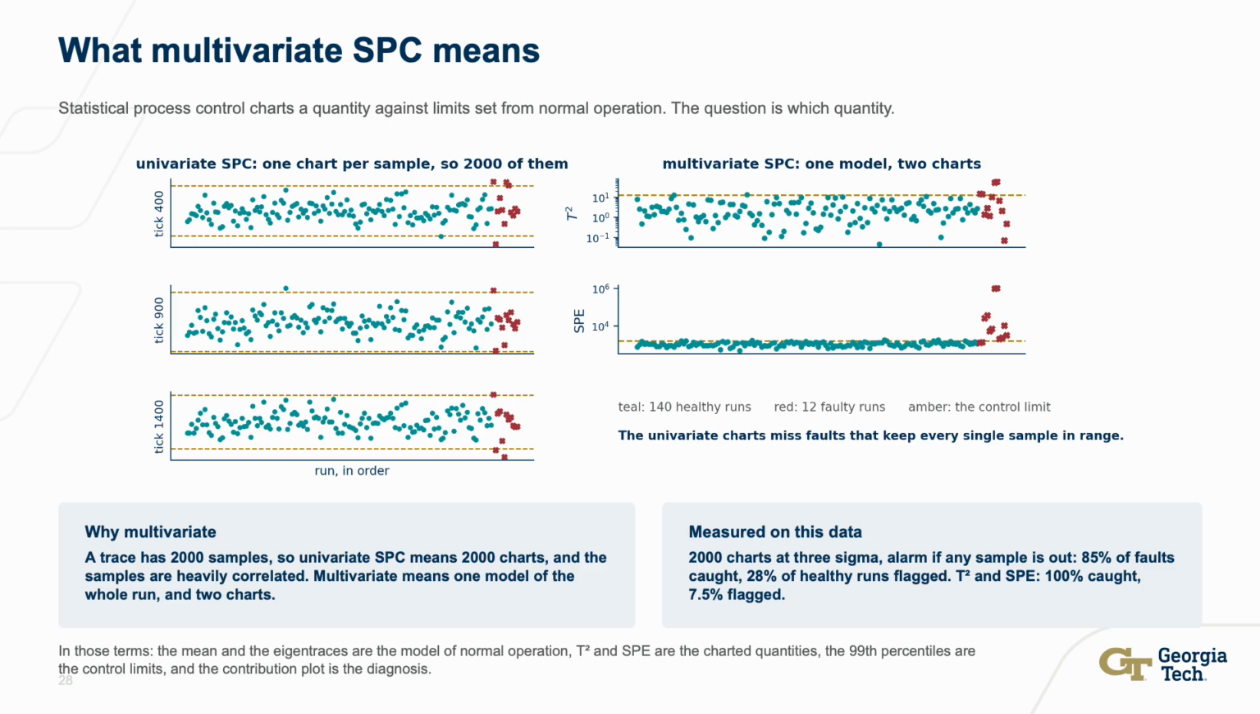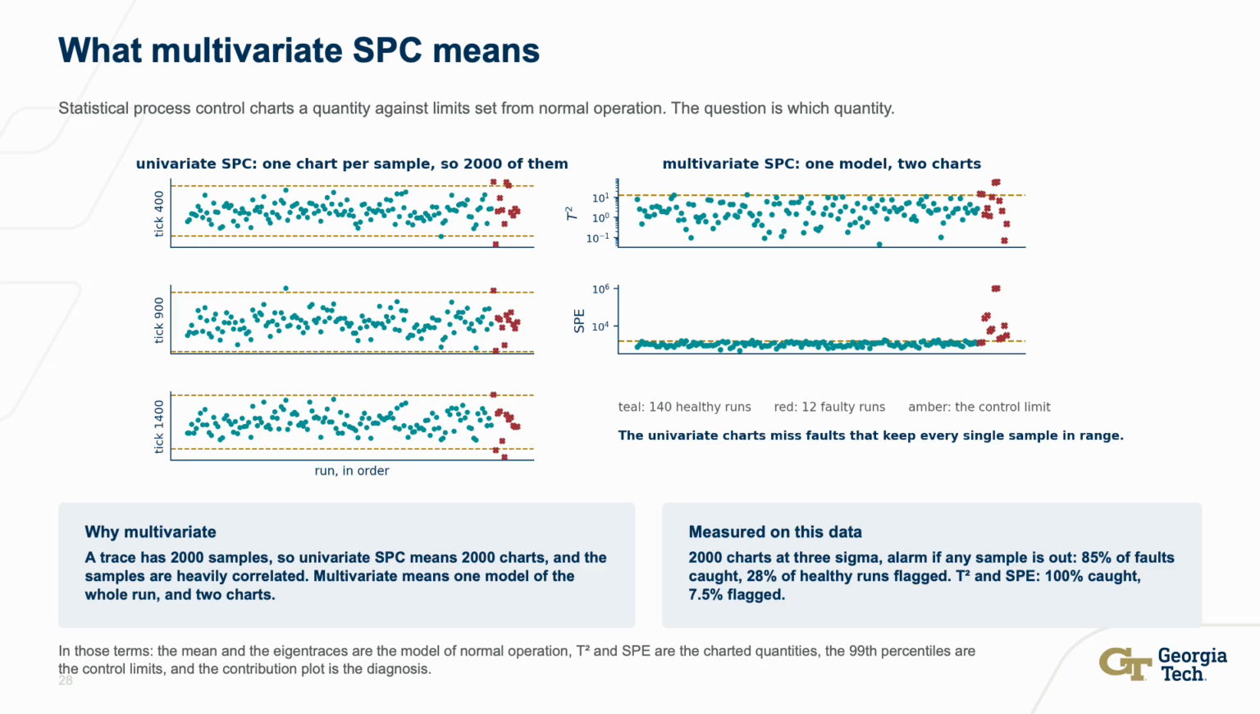First, multiplicity. With 2000 charts at 3 sigma, each will flag something on almost every run for no reason at all. On our data, the rule alarm if any sample is out of range flags 28% of healthy runs and still catches only 80% of the faults.